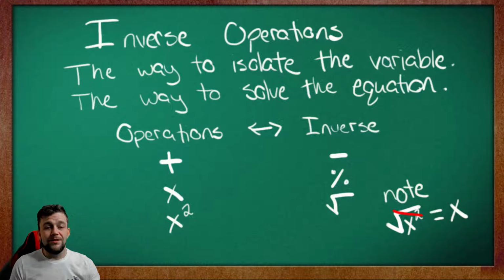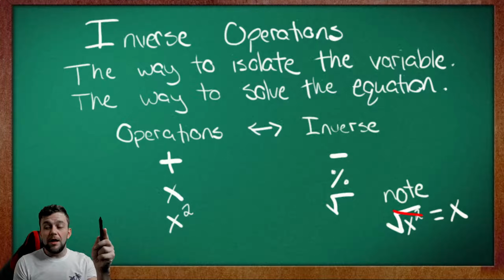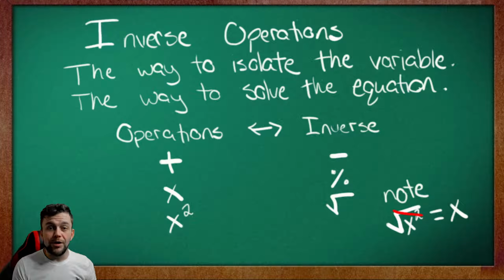Inverse operations are the way to isolate the variable, the way to get the letter by itself. It's also the way to solve the equation. All right. What I have up here, we have operations and the inverse of those operations. That little double-sided arrow in the middle means that it can work both ways. So the operation of addition, your plus sign there, the inverse operation of addition is subtraction. Multiplication, the inverse operation of multiplication is division.